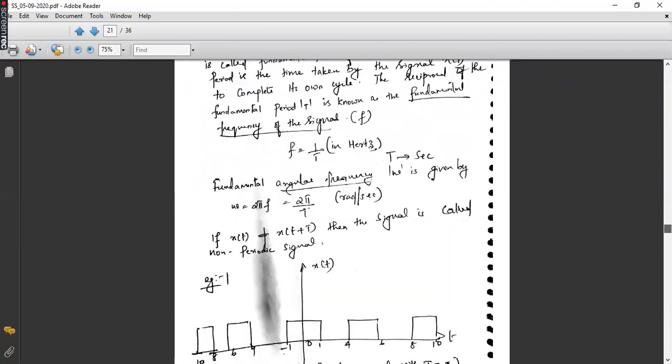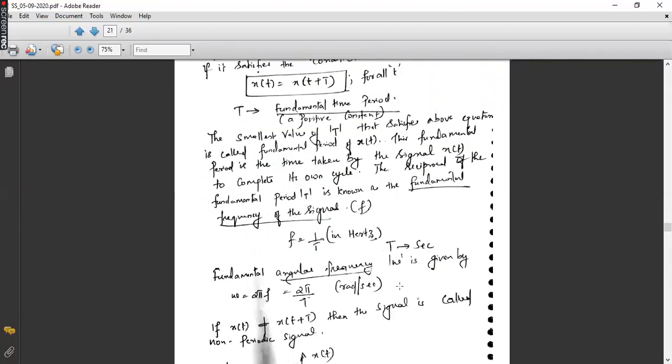Now, earlier you have put omega in this way. This is the way of representing angular frequency for a continuous time signal. Omega is equal to 2 pi f, that is 2 pi by T. The unit of omega is radians per second.